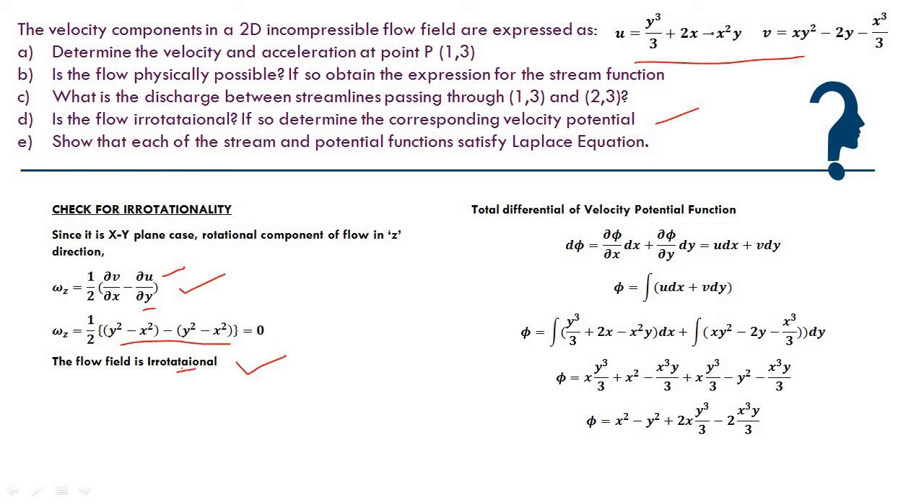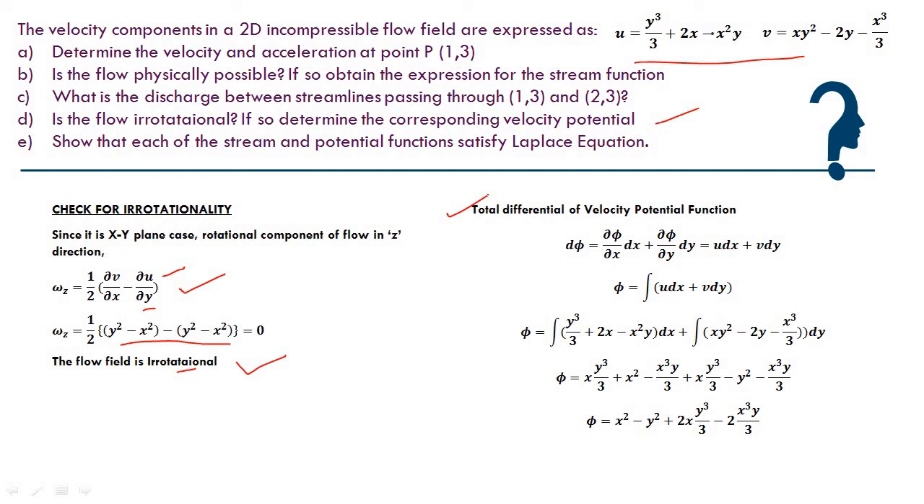The flow field is irrotational. You read it as irrotational. Then since it is irrotational, the velocity potential function exists. So this is important. How to arrive at the velocity potential function? We are following the same procedure as we followed for the estimation of stream function.